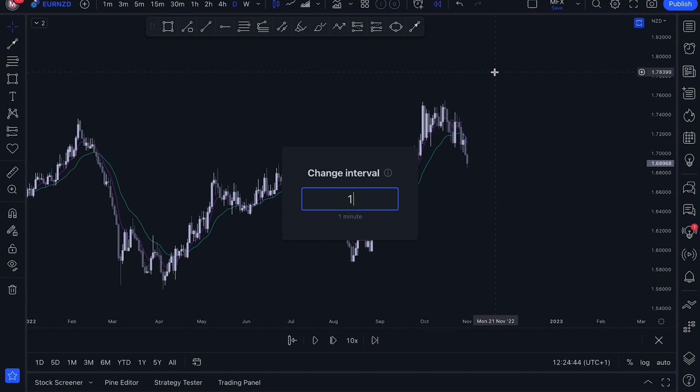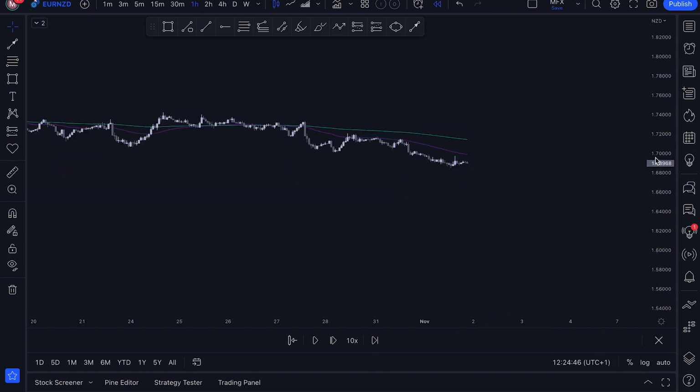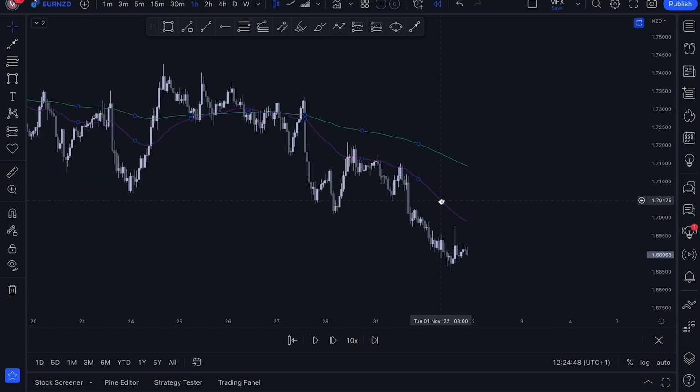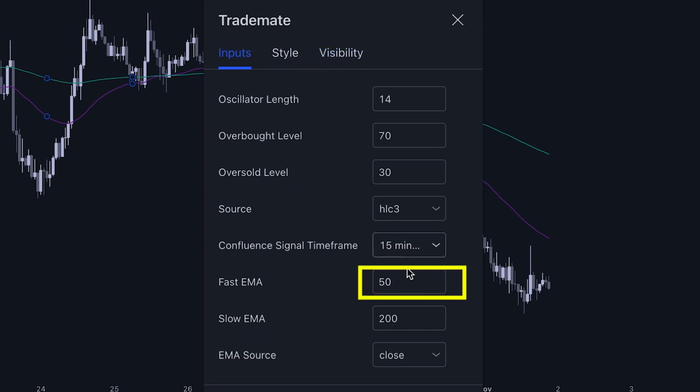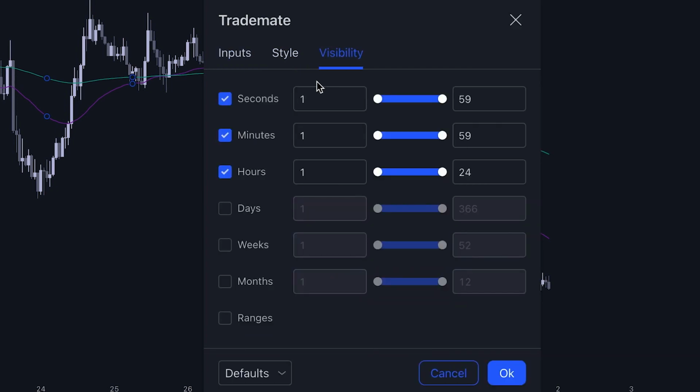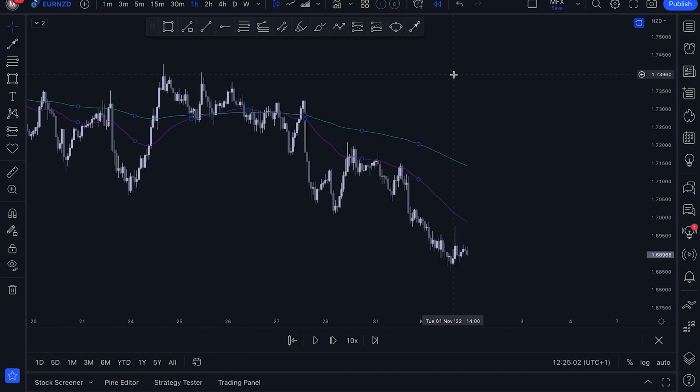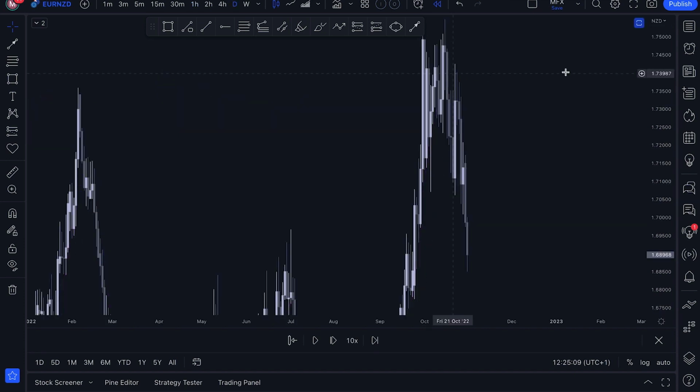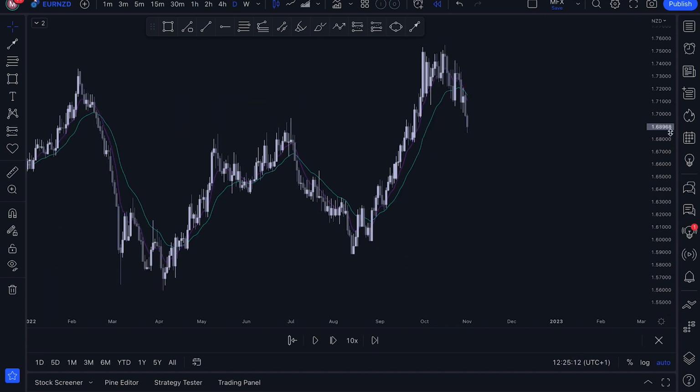Because when I go here to the 1 hour time frame, I have here another 2 EMAs. And this is a 50 EMA and a 200 EMA. And on the visibilities I have this only on hours, minutes and seconds. I don't have this on days, weeks and months. Alright, so quick little side note right here when you want to put on these indicators as well. So let's go back to the daily time frame to analyze the market.